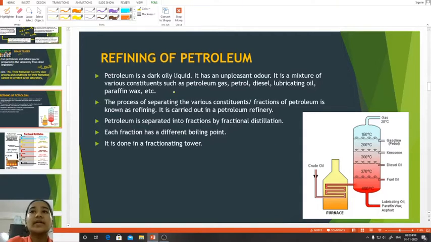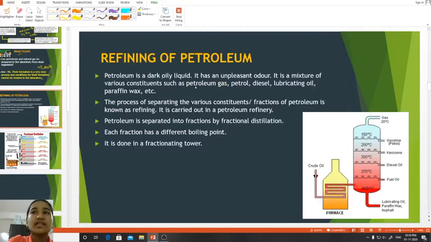First, petroleum is a dark, oily liquid. Okay, it has an unpleasant odor. That means it has a very foul smelling, pungent smell. You won't be able to bear it. It's a mixture of various components such as petroleum gas, petrol, diesel, lubricating oil, paraffin wax, etc.